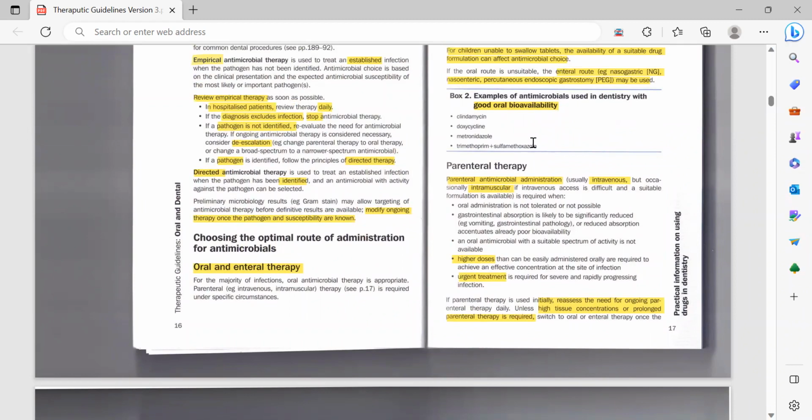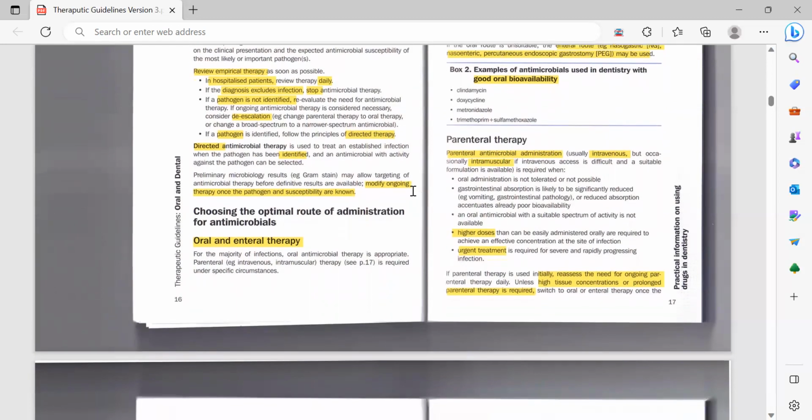So if we know that oral administration is not tolerated or not possible, then only we prescribe the parenteral route. Or if the GIT absorption is likely to be significantly reduced, for example, if the patient is vomiting, or his stomach is unable to absorb the drug, then also we commonly give them the parenteral route. And an oral antimicrobial with a suitable spectrum of activity is not available.